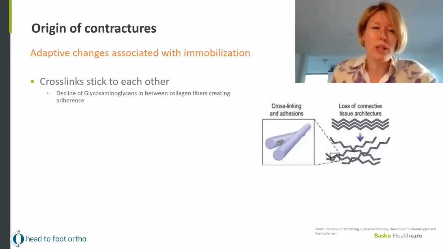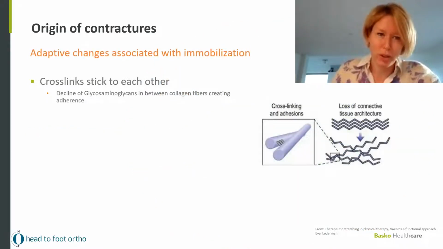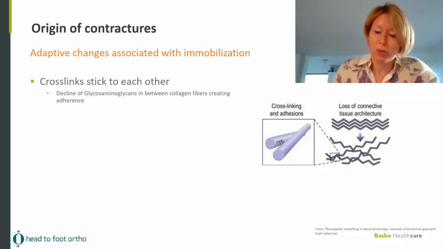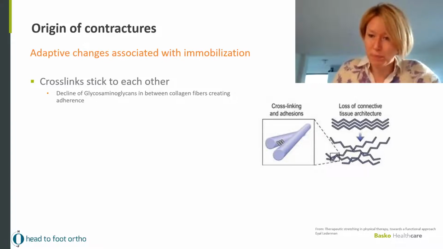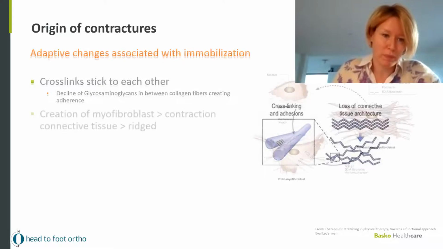If we look into the histology of the contractures, we will see adaptive changes after that immobilization. If we quickly look into the cells, we will see that the crosslinks stick together and we have a decline of the glycosaminoglycans in between the collagen fibers, and they are going to adhere to one another. We also have a bad architecture of that connective tissue.